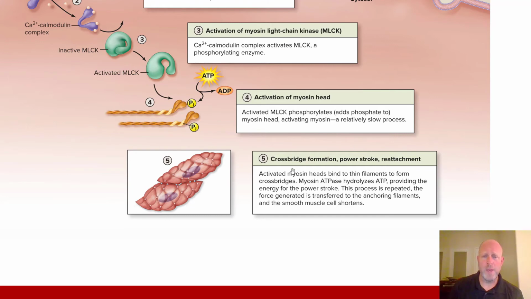So that cross-bridge formation of the power stroke, the reattachment, then these activated myosin heads bind to these thin filaments to form the cross bridges, and the myosin ATPase hydrolyzes ATP, provides the energy for the power stroke. This process is repeated. The force is generated and then transferred to the anchoring filaments, and the smooth muscle cell shortens.